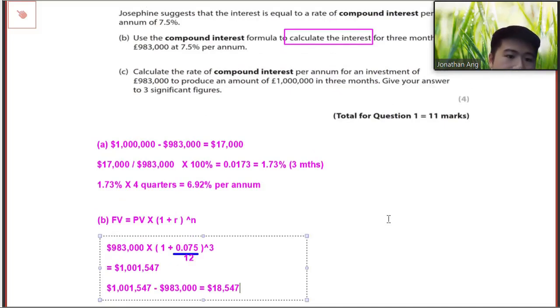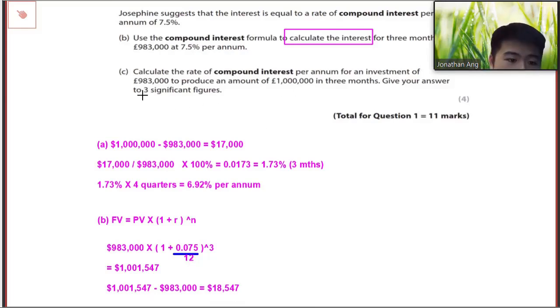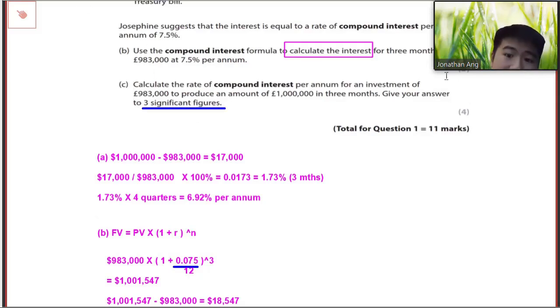Now part C: calculate the rate of compound interest per annum for an investment of 983,000 to produce an amount of 1 million in 3 months. Give your answer to 3 significant figures. Now, what is this 3 significant figure? I'm sure you have learned that during your secondary school days.